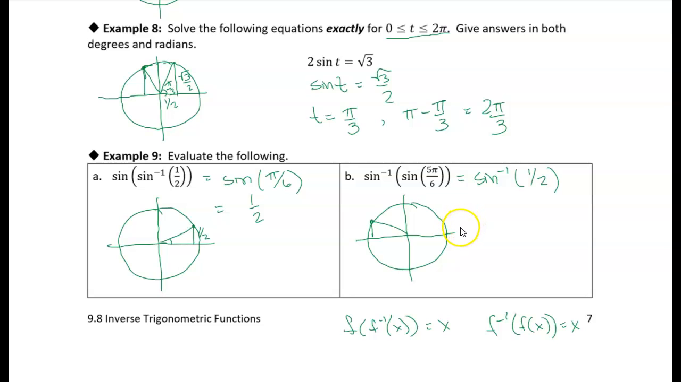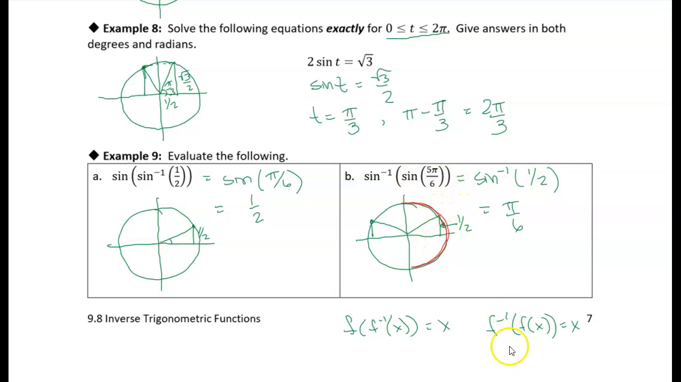Okay, so I'm looking for an angle now that has a sine value of 1/2. But don't forget that the inverse sine is restricted in range to between minus pi over 2 and pi over 2 on this half of the circle. All right, so in that half of the circle, the angle that has a sine value of 1/2 is actually pi over 6. So the answer to this is pi over 6, not 5 pi over 6. Okay, and it's because of that restricted range.